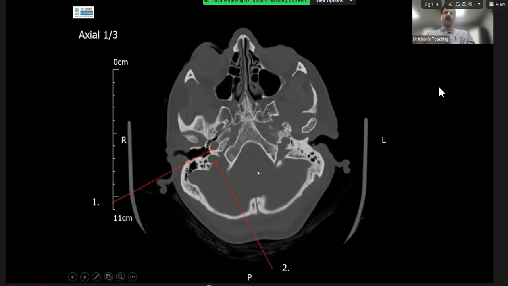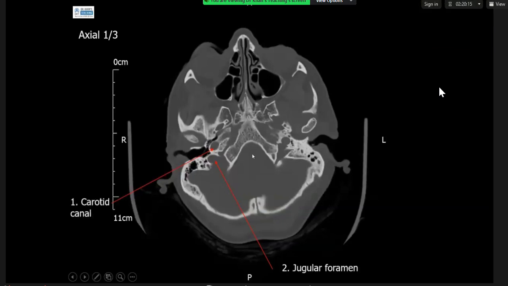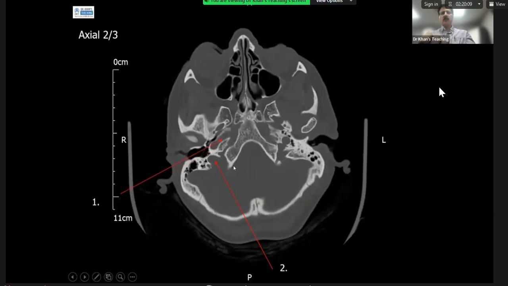Okay, so candidate 1, anatomy question. What is this? Which foramen is this? That's the jugular foramen. And what is this? That's anterior to the jugular, that's the carotid canal. Excellent, well done. Yes, it continues medially as well. So this is the carotid canal, and this is the jugular foramen.